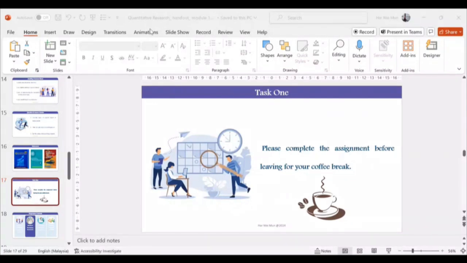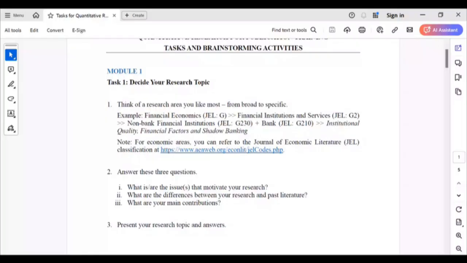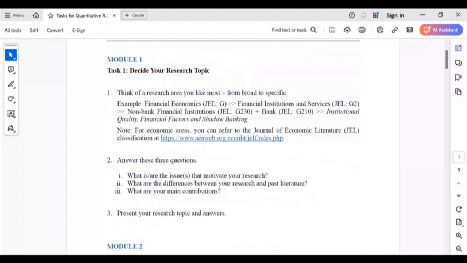So before we have a short break and also a group photo, there's an assignment here, but there are a lot of participants online. Okay, I will share the assignment first. This assignment, you may do it individually.